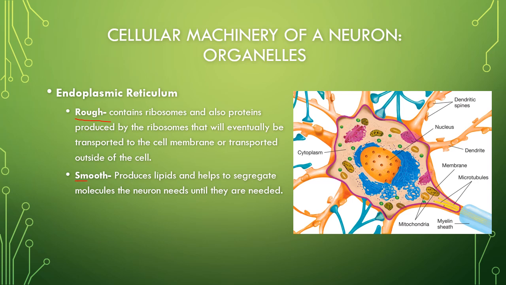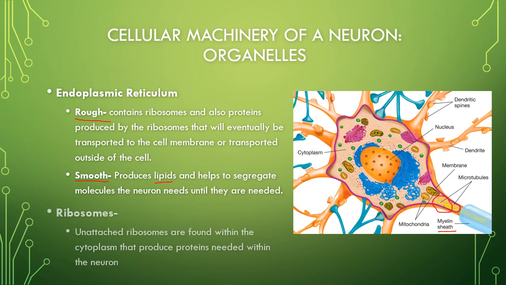And then we also have the smooth endoplasmic reticulum, which helps to produce lipids and also to segregate some of the smaller molecules that are produced until they're needed. So all of these might be used later on for things like exoplasmic transport when we need to repair lipid membranes, or we need to make changes to the myelin sheath, or things of that nature.